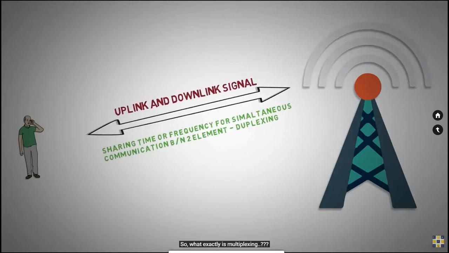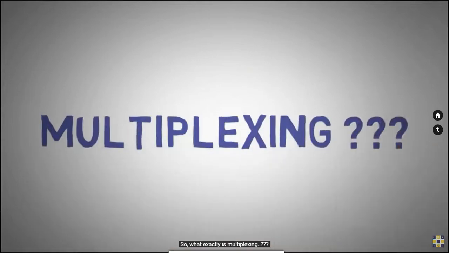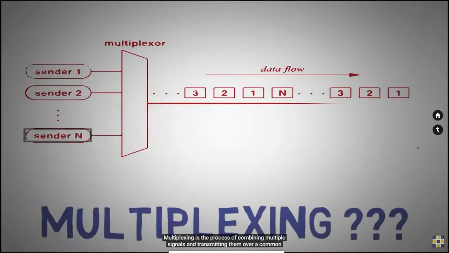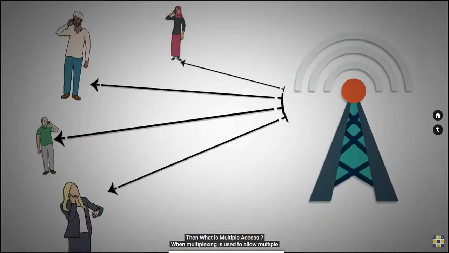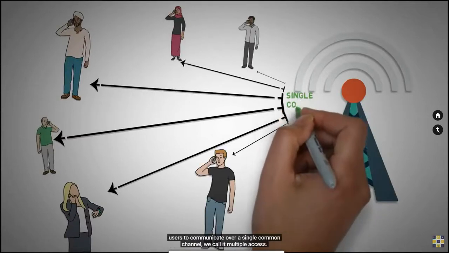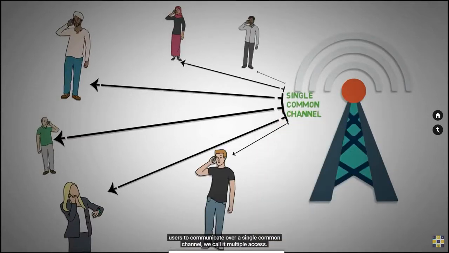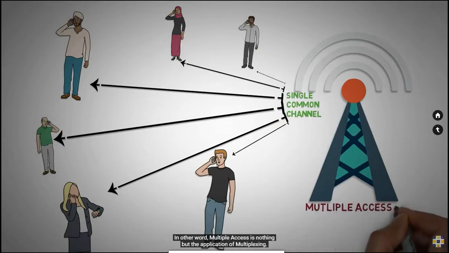So, what exactly is multiplexing? Multiplexing is the process of combining multiple signals and transmitting them over a common channel. Then what is multiple access? When multiplexing is used to allow multiple users to communicate over a single common channel, we call it multiple access. In other words, multiple access is nothing but the application of multiplexing.